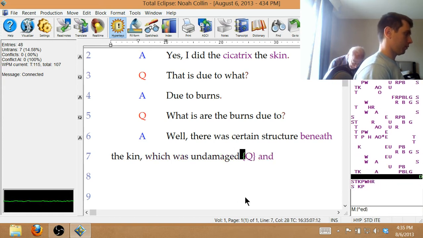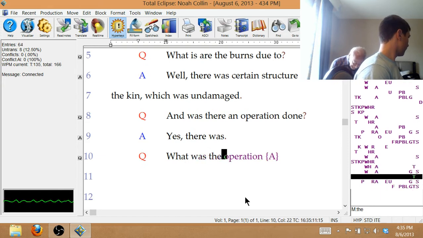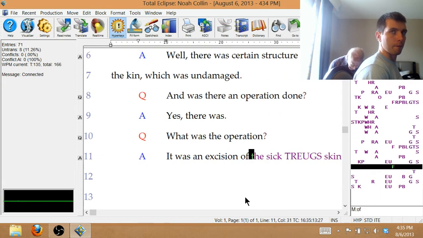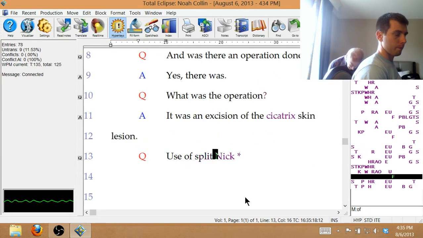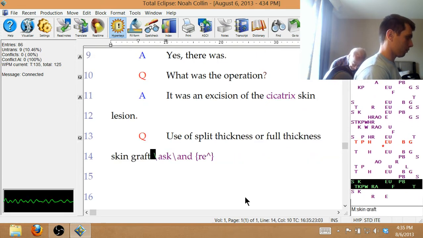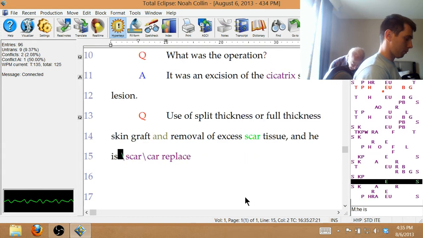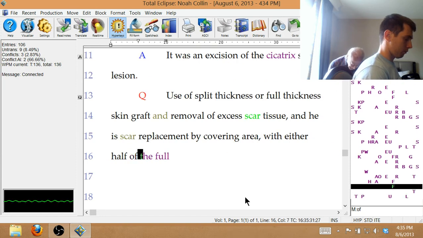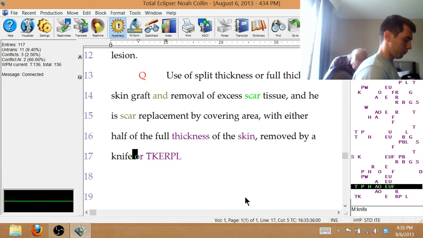And was there an operation done? Yes, there was. What was the operation? It was an excision of the cicatricial skin lesion. Use of split thickness or full thickness skin graft and removal of excess scar tissue and eschar replacement by covering area with either half of the full thickness of the skin removed by a knife or dermatome.